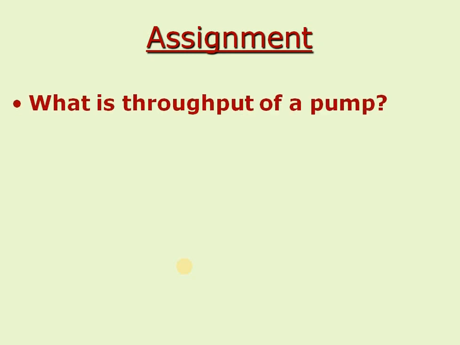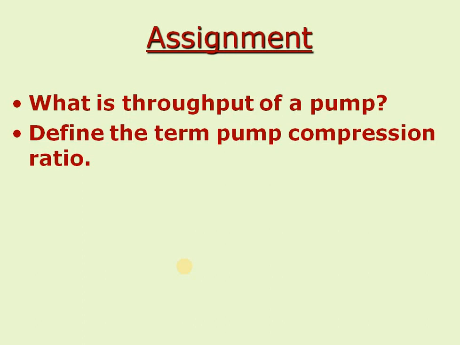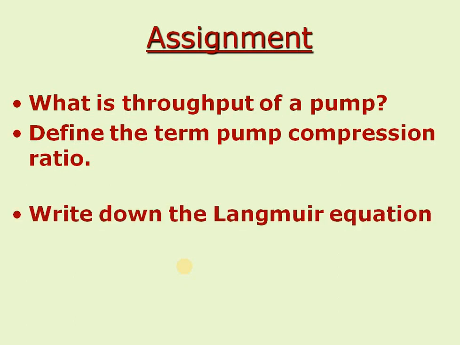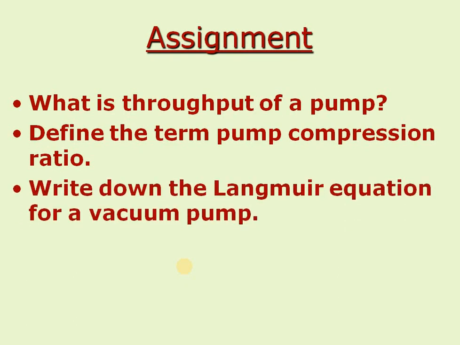Now this is the time for your assignment. The first question: what is the throughput of a pump? Define throughput. Read it clearly and read other resources to make your answer. The second question: define the term pump compression ratio. Don't simply copy the definition from the video; study it properly and make your own definition. The third question: write down the Langmuir equation for a vacuum pump. We have seen how pump down time is derived, so try to write the equations.